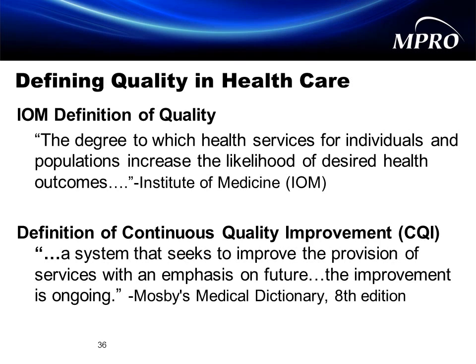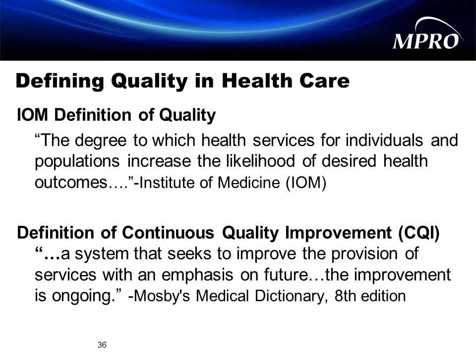So how do we get there? How do we achieve quality? Quality is definitely an ongoing process. It's a continuous process. According to Mosby's Medical Dictionary, the definition of continuous quality improvement is a system that seeks to improve the provision of services with an emphasis on future. The improvement is ongoing.